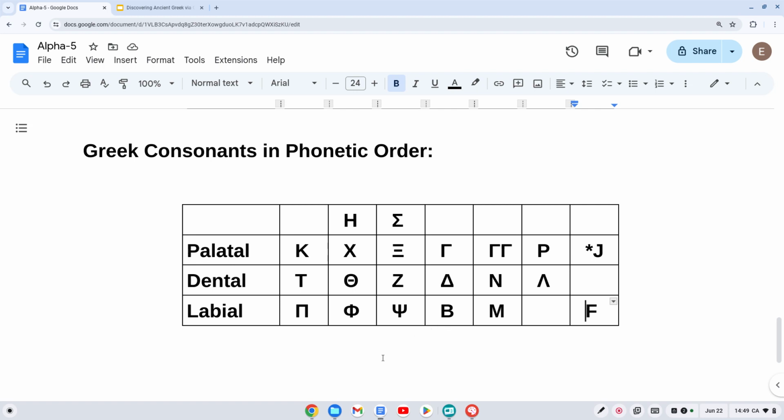Alright, that's just a rough idea of what the sounds were, and maybe helps you organize in your mind how to treat these letters.